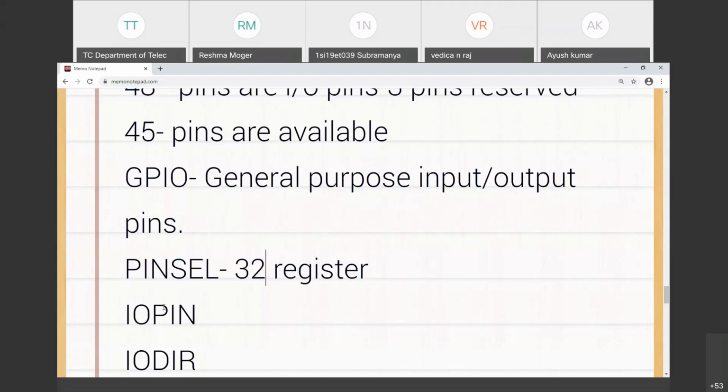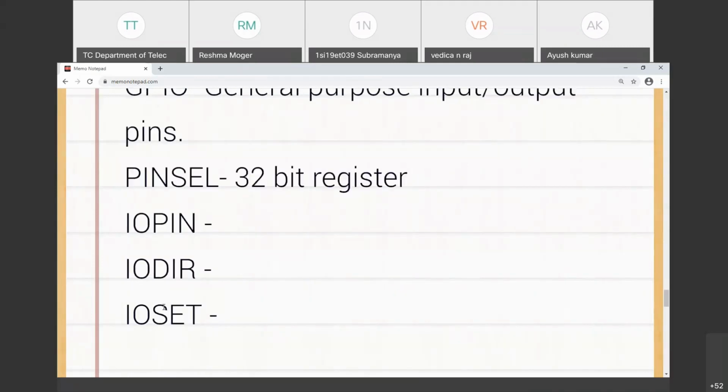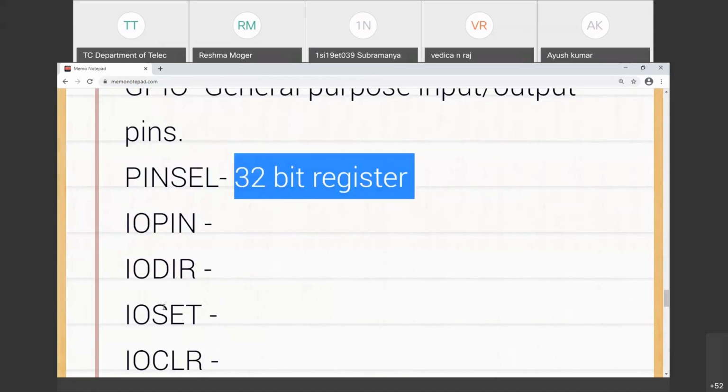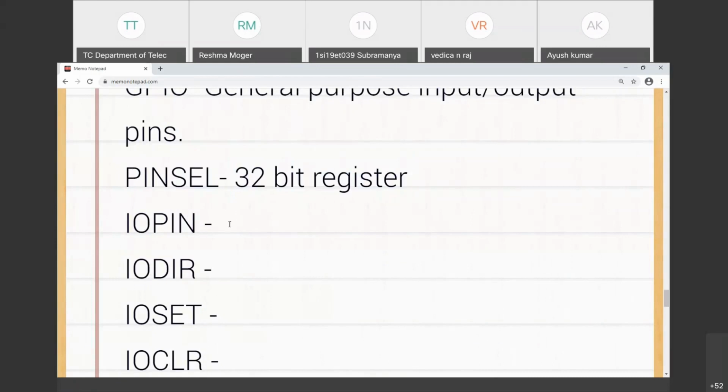If you remember in the above block, I just explained ALU, registers and timing and control unit. Registers are very important. Everywhere when you are programming something, registers play an important role. What are they used for? For temporary storage of results, or sometimes for passing the results to somebody else, or for configuration purpose, to do the configuration. So IO pin, input output pin, IO direction, IO set, then I will have IO clear, are the registers. All are 32-bit registers.